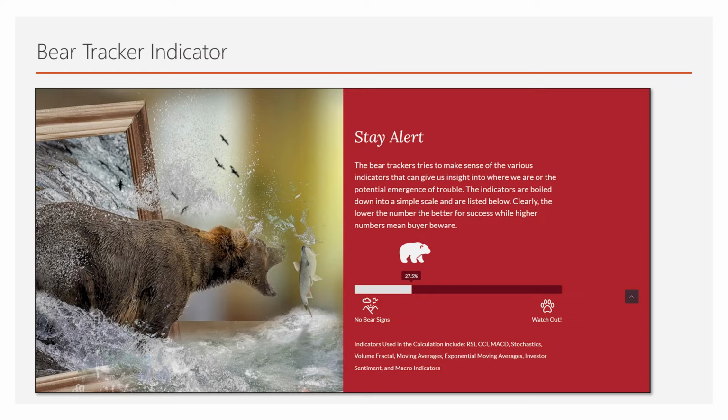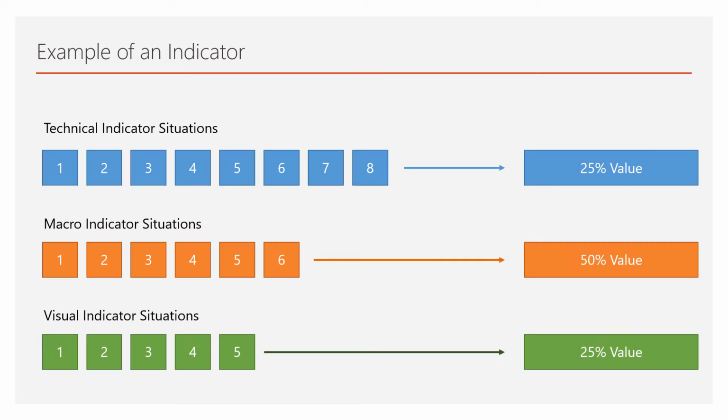Basically the idea is that the further left we are, there are no bear signs. There's no indication of a bear market or a correction. However, if we're on the other side, where it says watch out, on a progress bar that goes up to 100%, then obviously there are a lot of problems happening. And so let's see how we actually build that percentage.